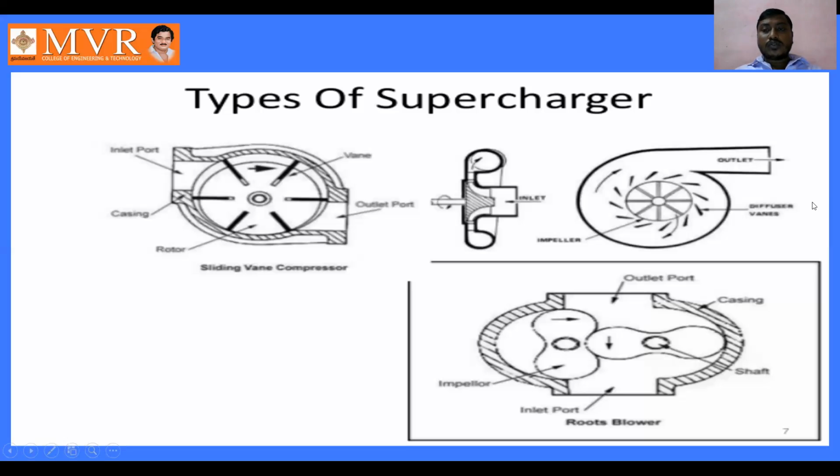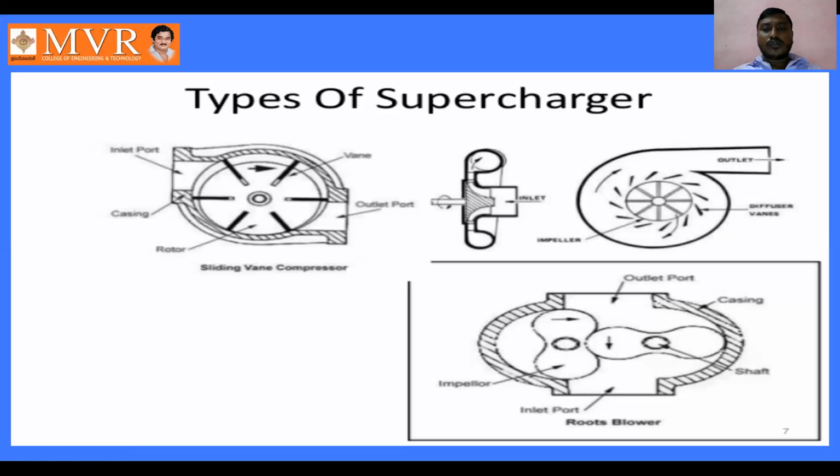This is how the supercharger works in different ways, by compressing the air, increasing the pressure, and improving the output and efficiency of the engine cylinder.